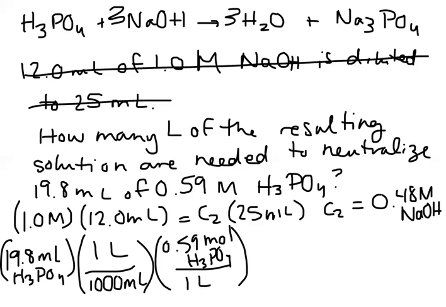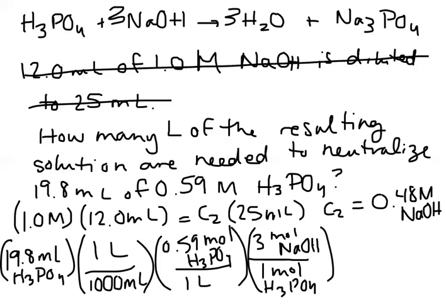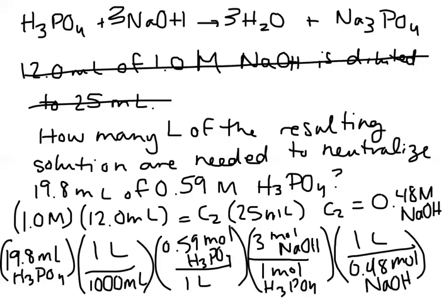What's my next step? Mole ratio, which is a 3-to-1 ratio, 3 moles of NaOH per 1 mole of H3PO4. Final step. Use this molarity that you found. 0.48 moles of NaOH per 1 liter. I ran out of room, but I'm going to put my answer up here. What's my answer?